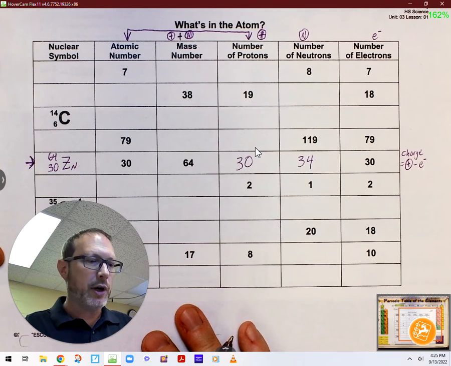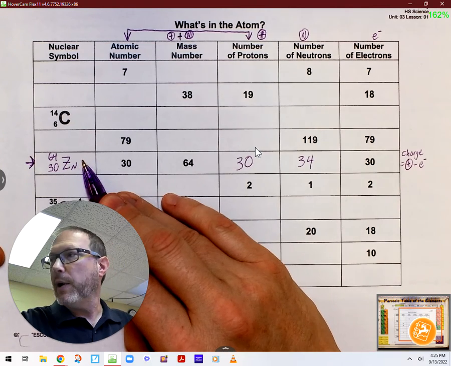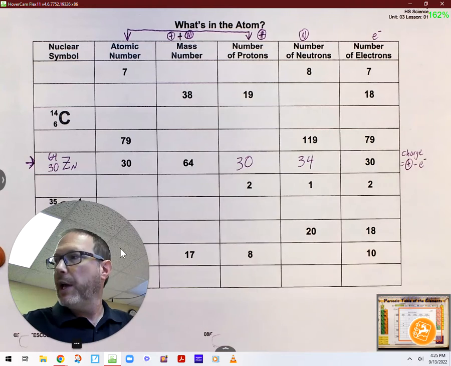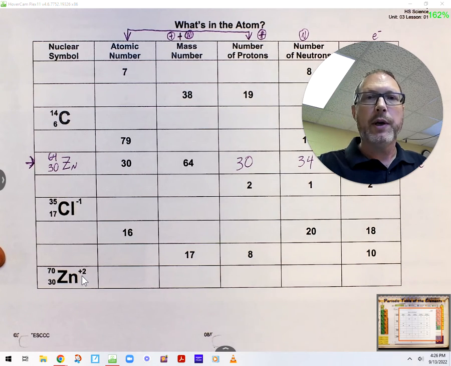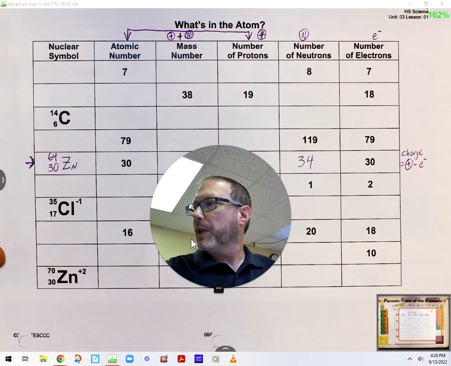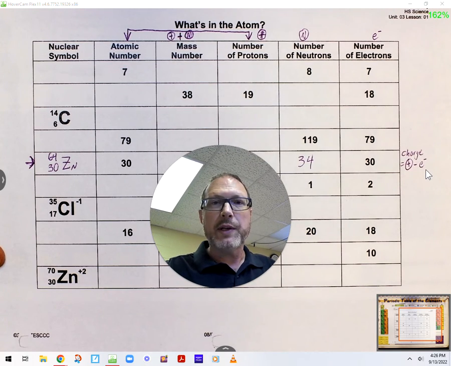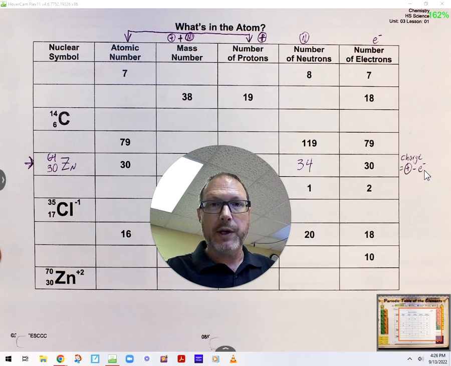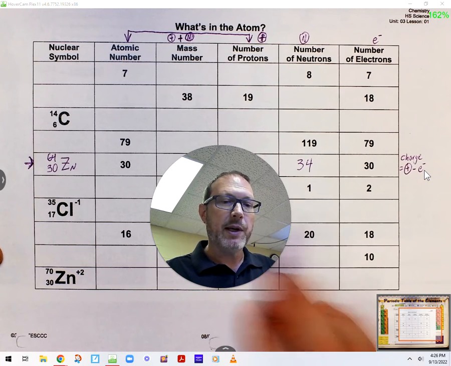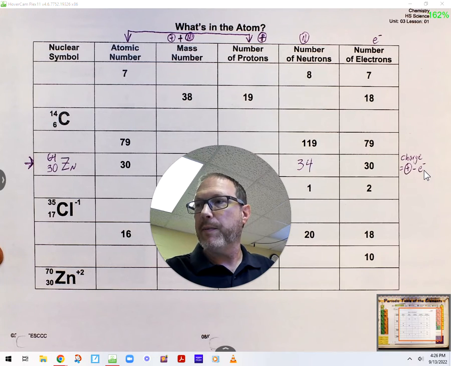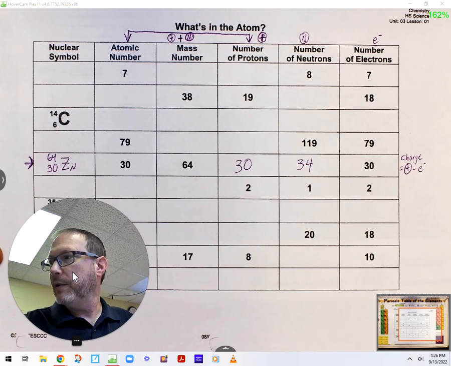Now if I had a charge, the charge would go right here, at the top right corner. And if you take a look at a couple of these other examples, you can see this one here has a charge, this one here has a charge. So that only happens, again, if your number of protons and electrons is different. So you use that number there to help you figure out, in some cases, how many protons and how many electrons you have. So I hope that made a little bit of sense.